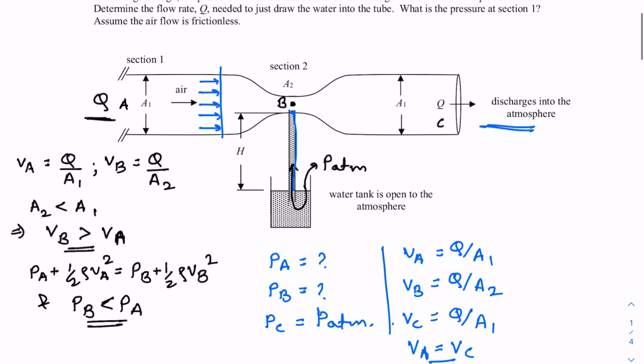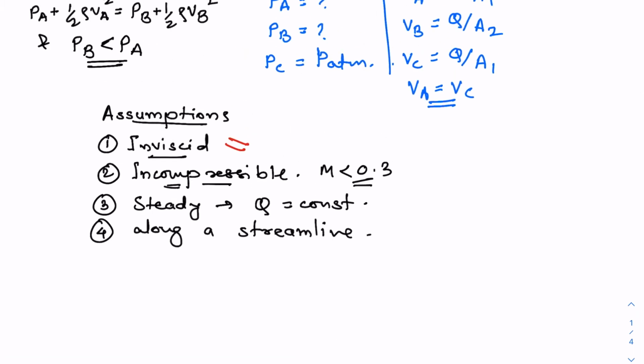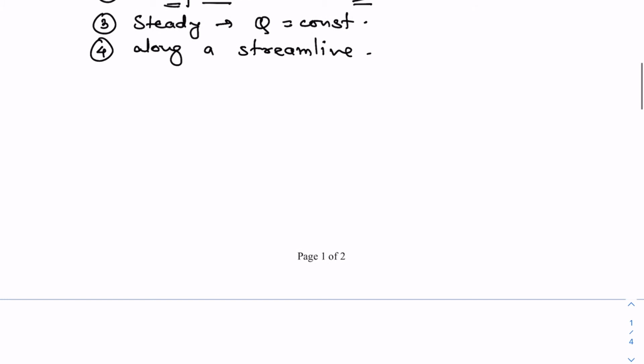I'll just draw the streamline. So let's just say this is the streamline along which I'm applying Bernoulli equation. First, since we know the pressure at point C, let's apply Bernoulli equation between point B and point C. So PB plus half rho VB square is equal to PC plus half rho VC square.